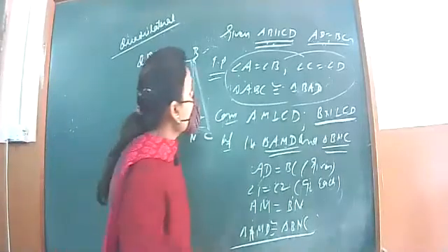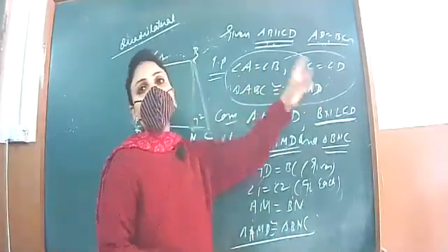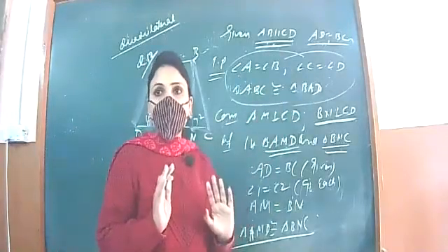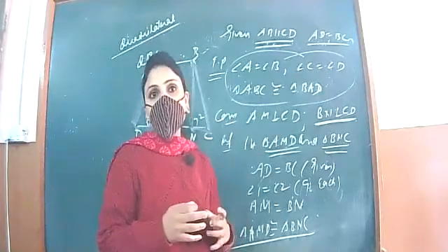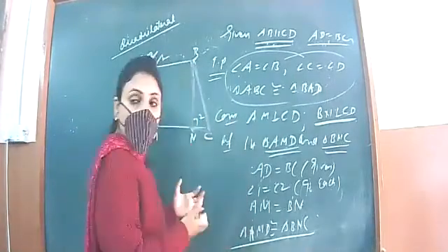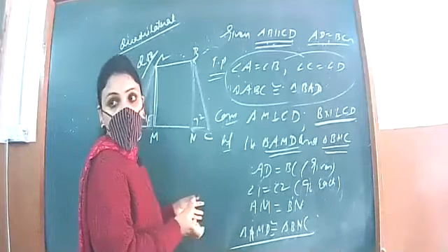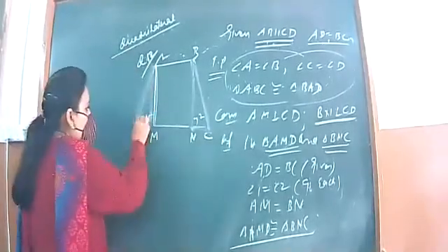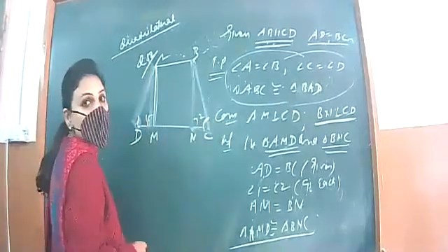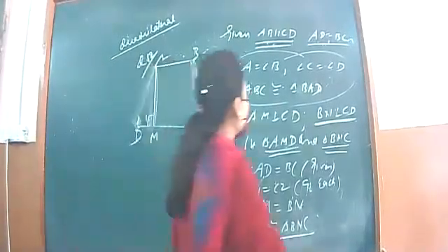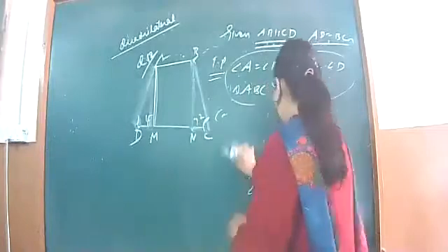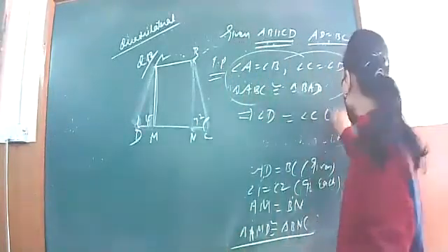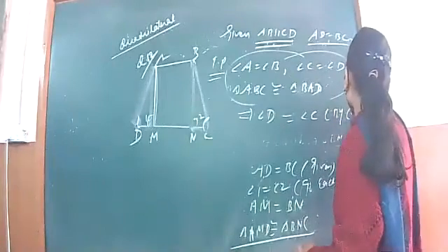But our target was to prove A equal to B and C equal to D. हमें A को B के और C को D के इक्वल प्रूव करना है. So what it means? It means we need to apply CPCT here. How? These two triangles are congruent. It means angle D is equal to angle C by CPCT. So I'm writing here, this implies D is equal to C by CPCT.